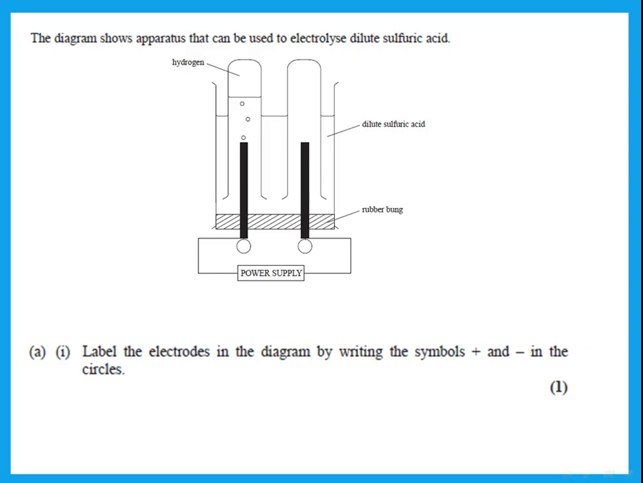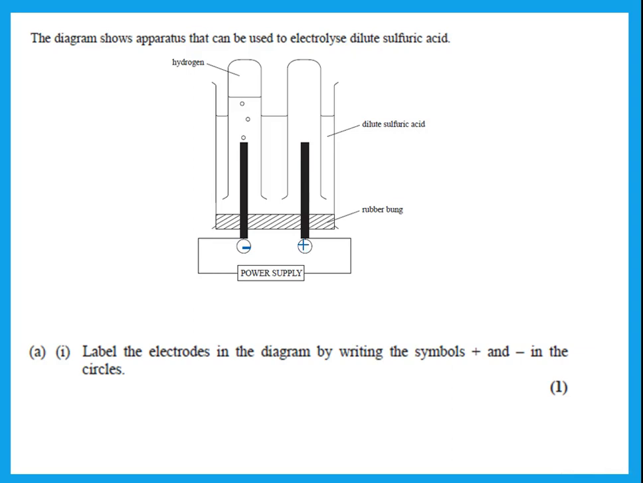The next question says the diagram shows apparatus that can be used to electrolyze dilute sulfuric acid. First of all, label the electrodes by writing the symbols positive and negative. Well, how do I know that? Well, he says that at one of the electrodes, he collects the hydrogen. So the hydrogen is usually a positive ion. This is formed from H+. The H+ will go to which electrode? It will go to the negative. Then the other one must be the positive.